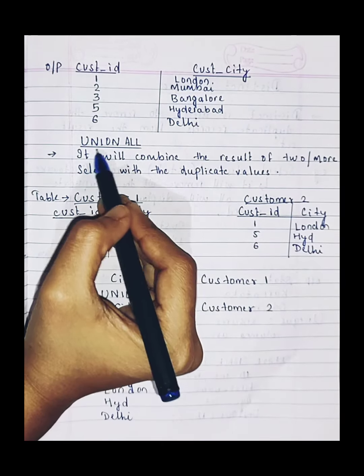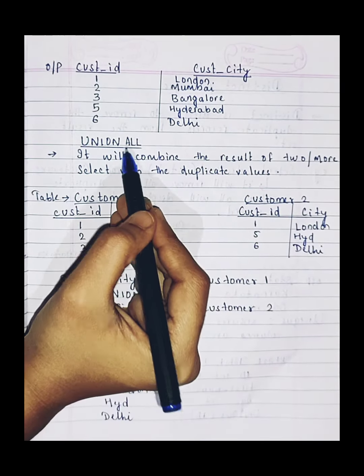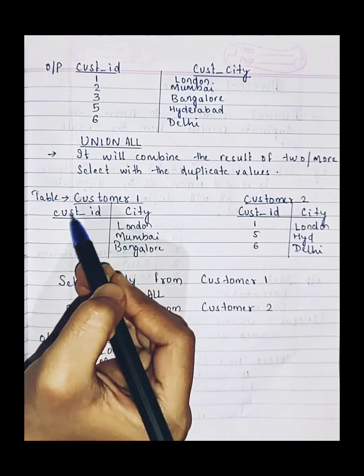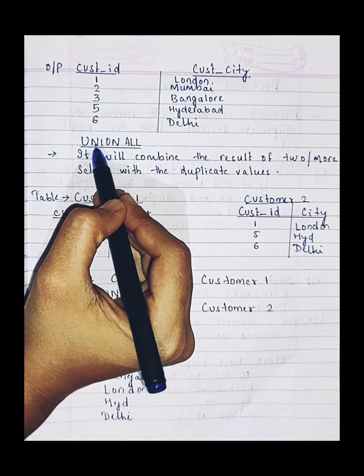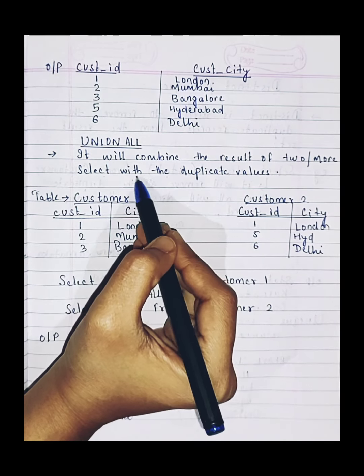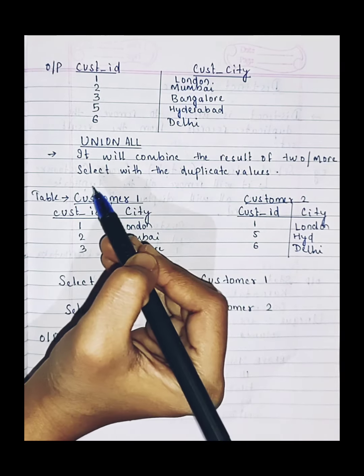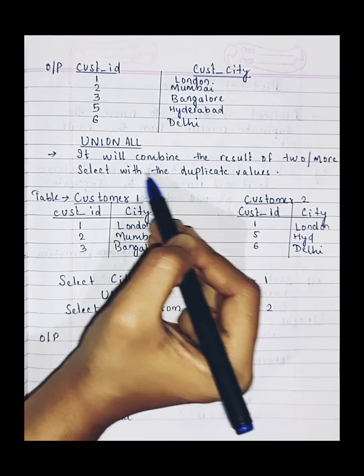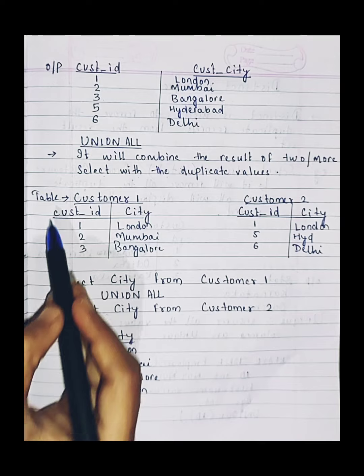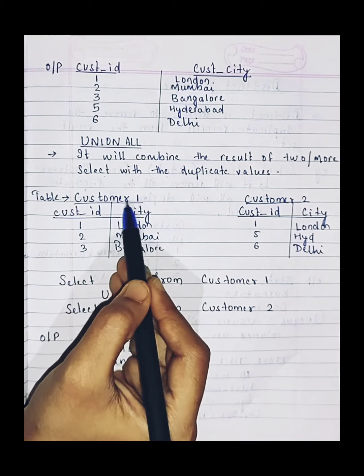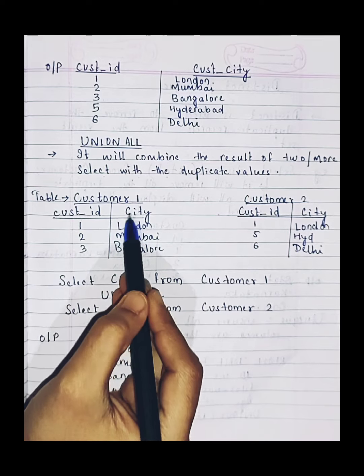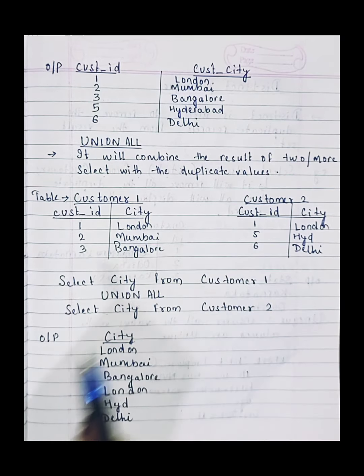Now moving ahead to union all. Union all will combine the result of two or more selects with the duplicate values. Like in the union, it is combining the result by discarding the duplicate values, but here the union all is combining the result of two or more selects with the duplicate values. For example, the same tables, customer 1 table and customer 2 table, having cust id column and city column.